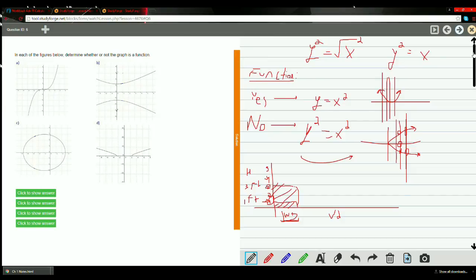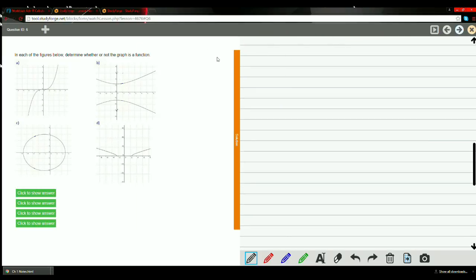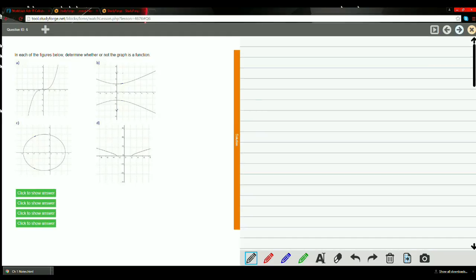So now we learned what a function is. So now we're going to get into the question. Let me delete all this, and then let's go back and do this. In each of the figures below, determine whether or not the graph is a function. So in A, you can see that, let me copy the image here.